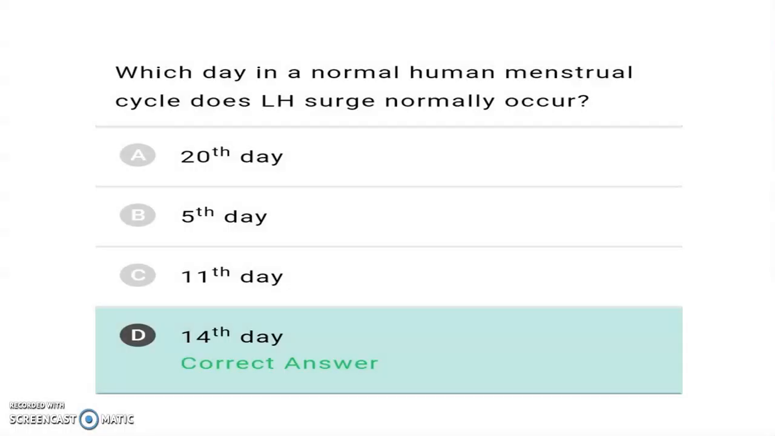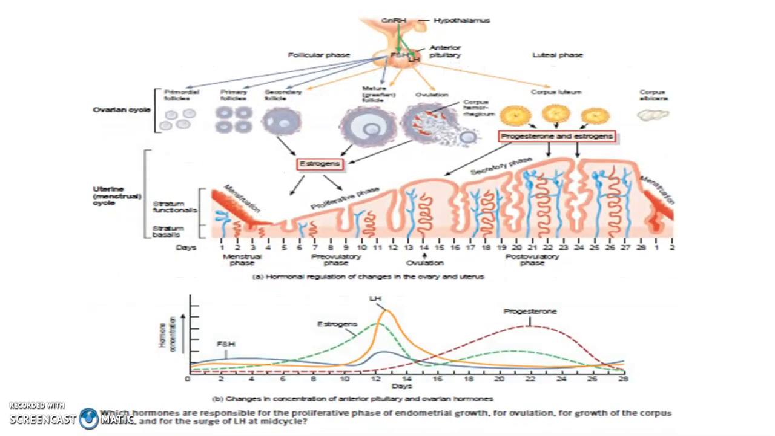Now next is: on which day in a normal human menstrual cycle does the LH surge occur? We know the LH surge basically occurs on day 14. You can see that different hormones play an important role in the menstrual cycle. There are four major hormones: first is FSH, follicle stimulating hormone, then LH, luteinizing hormone, estrogen and progesterone.